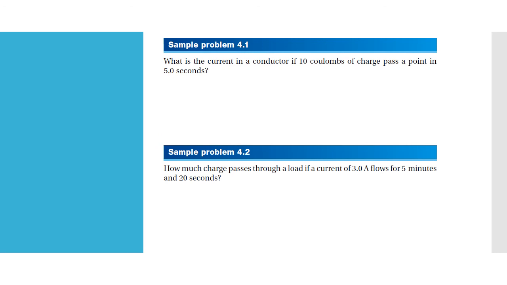Okay. What is the current in a conductor if 10 coulombs of charge passes through a point in 5 seconds? So, current is the number of charges over time. So we have 10 coulombs over 5 seconds. That gives us 2 amps.